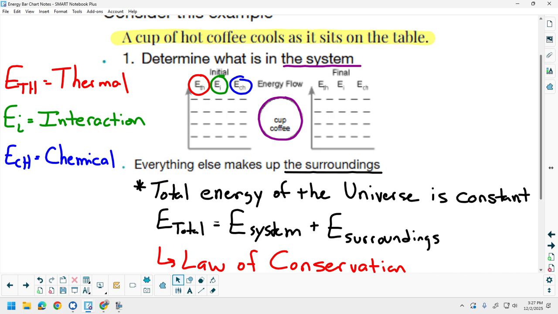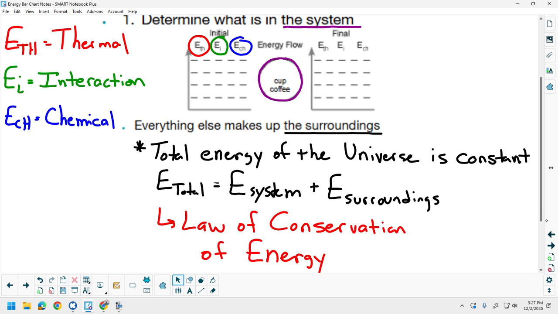Now, when we talk about energy and energy transfer, we also have to talk about the total energy of the universe. The total energy of the universe is a constant. It's a fixed amount, kind of like the law of conservation of mass. There's a fixed amount of mass in the universe, and so it only goes through those changes like we talked about back in Unit 1. Here, the total energy of the universe is constant.